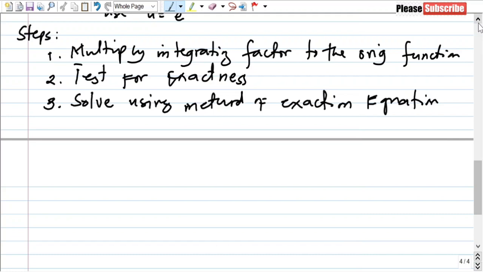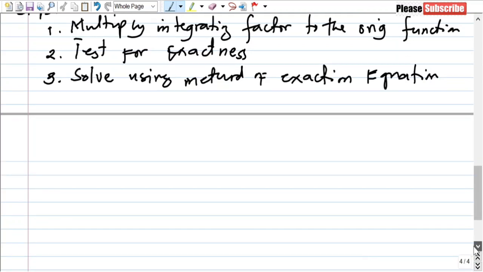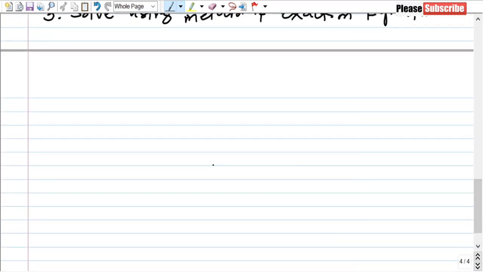Okay? So, gusto niyo bang mag-solve tayo ng example problem? Sige. Let's solve. Tingnan natin at makita talaga natin kung effective or okay yung nakuha nating formula.